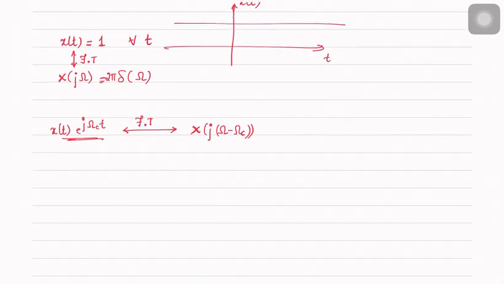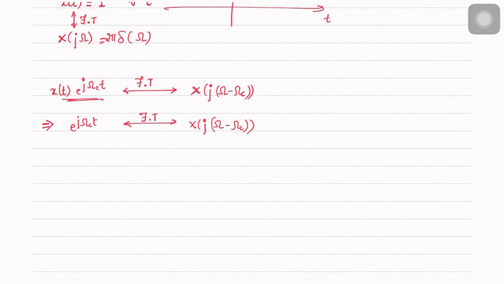So if I multiply, what is x of t now? x of t is 1. So this implies that e power j omega c t has a Fourier transform x of j omega minus omega c. This can be easily verified. For example, suppose x of j omega is 2 pi delta omega minus omega c. Let's say I'll take y, so don't get confused.